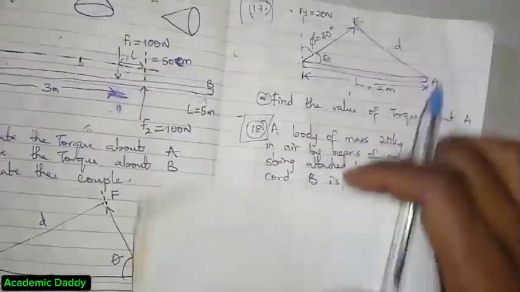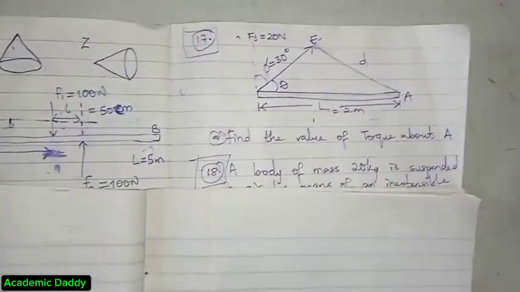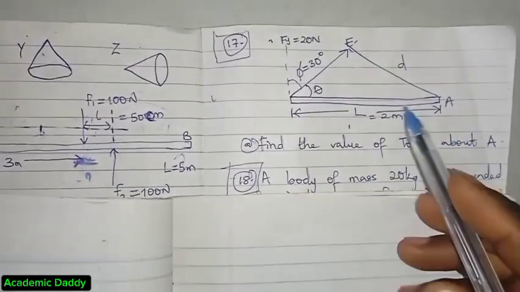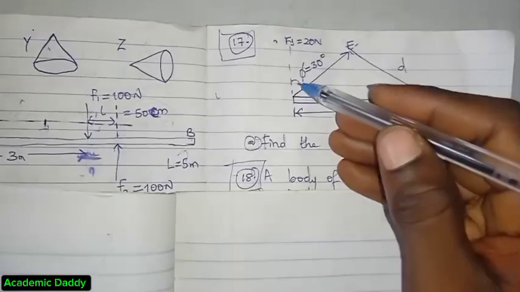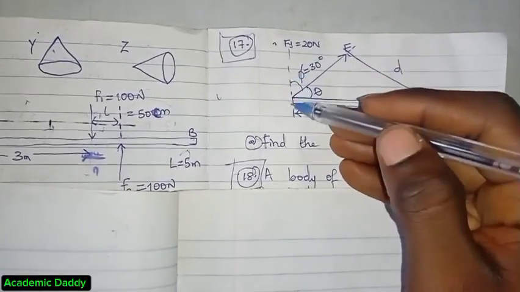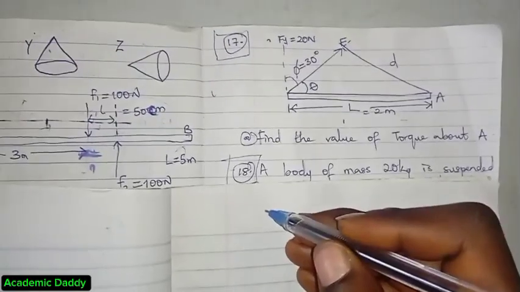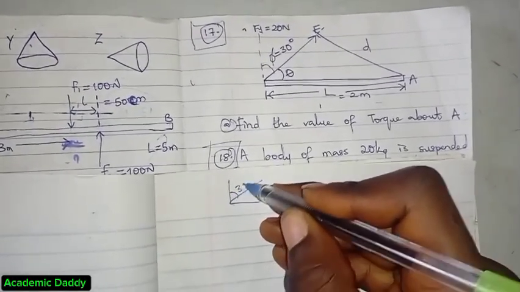Alright, so let's go to the next one. I'm asked to find the value of torque about A. If I look at this very well, I'll see that it's looking like the other one. So what I'll just say is, this is 90 degrees, and I have 30 degrees here, and I have Fy.